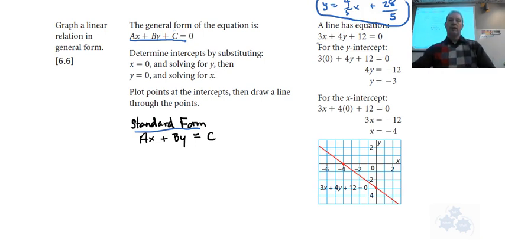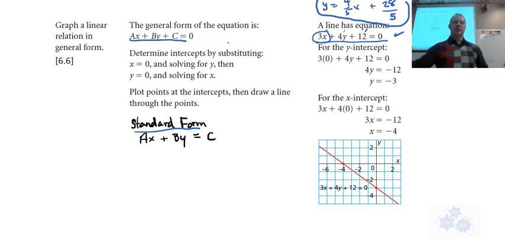So this is in general form right here. The x value, the A here, that's the number attached to the x, is positive, and there's no decimals or fractions on the other numbers, so that's good. All right?